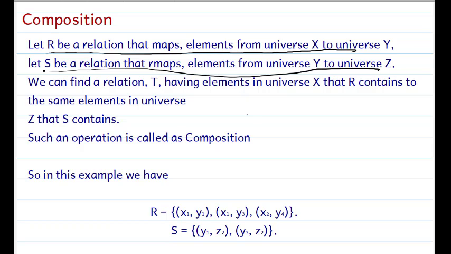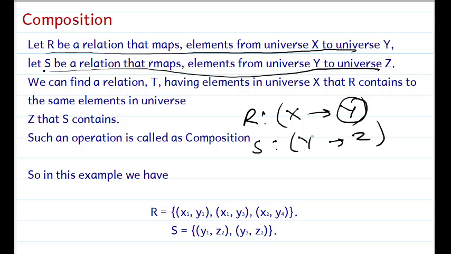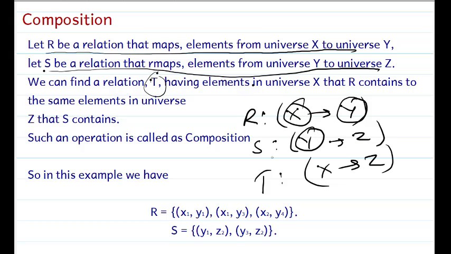Okay, so we have a relation R which maps from X to Y, and we have another relation S which maps from Y to Z. So you can see Y is common between them. Okay, so we can find a relation T having elements in universe X that R contains, and the same elements in the universe Z that S contains. So we can find a relation T such that it contains the elements X from R and Z from S. This from R and this from S.